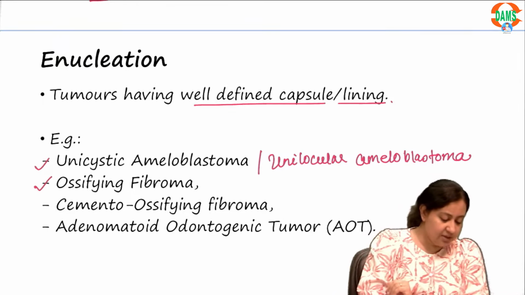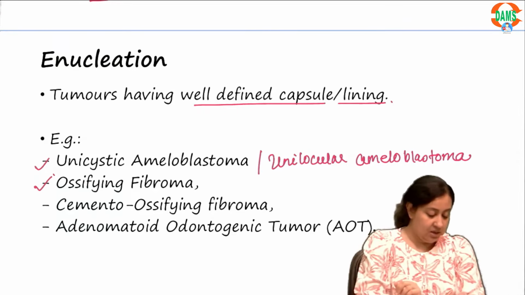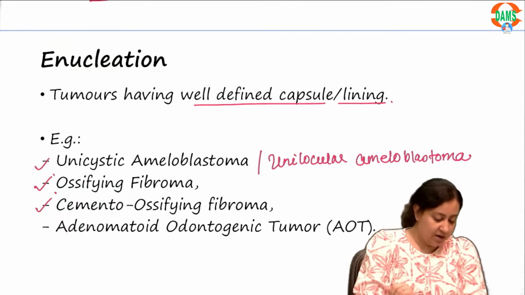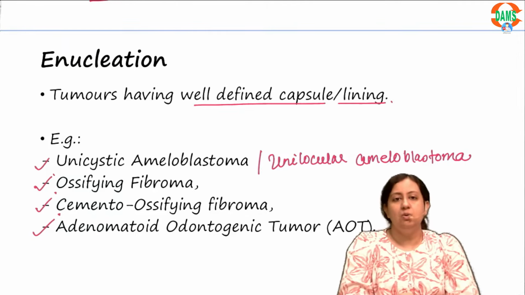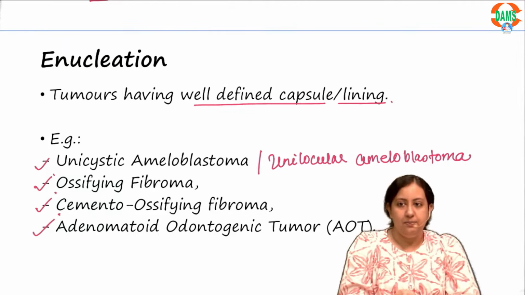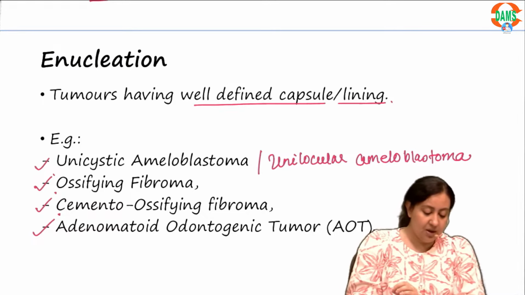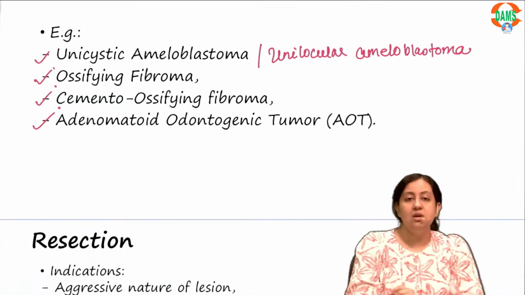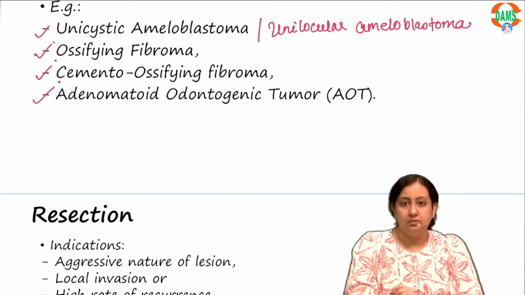The next examples are ossifying fibroma, cemento-ossifying fibroma, and adenomatoid odontogenic tumor, that is AOT. Fine. So this is where you can use enucleation. Okay.